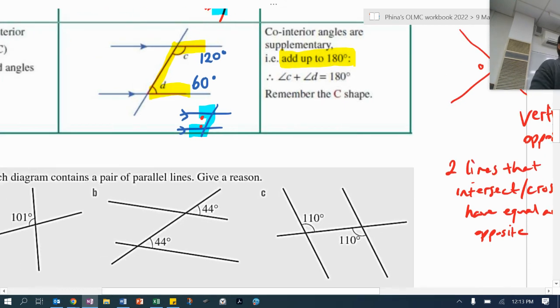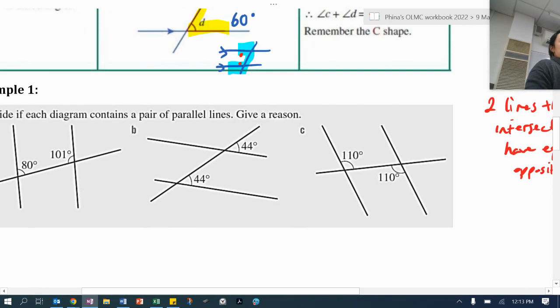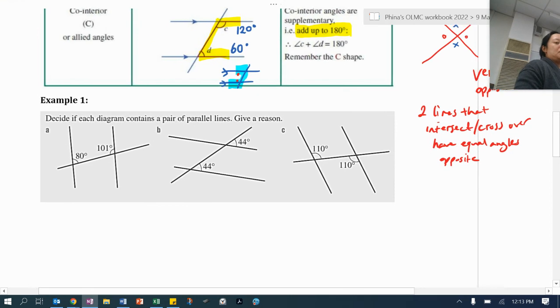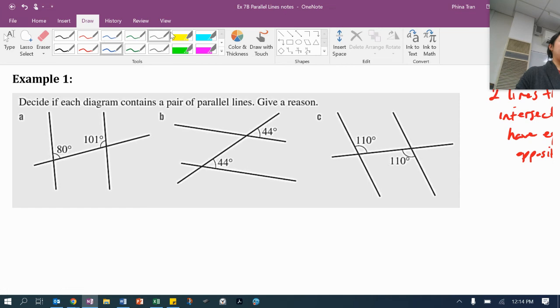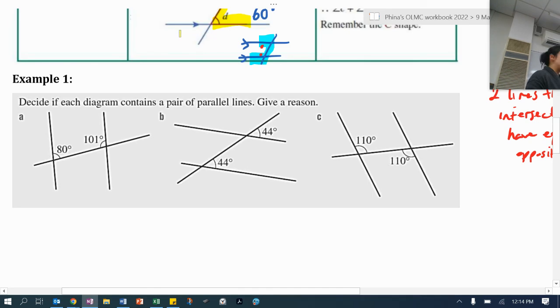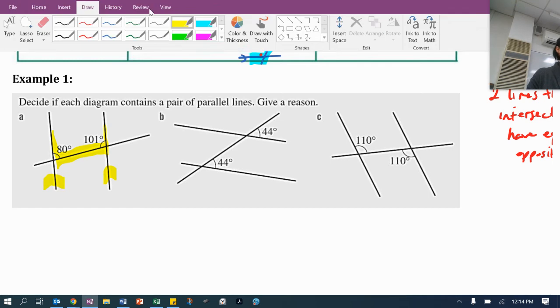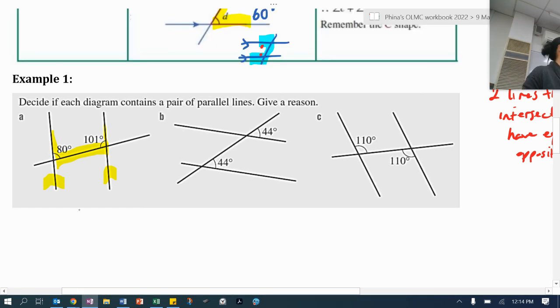Gone through it really fast, but it's when we use them, that's when it's a bit easier to talk about them. Okay, so example A, so example 1 says, decide if each diagram contains a pair of parallel lines and give a reason. So we've got 80 and 101 here. So just based on their position, what rule will we use to test it out? Co-interior, yeah. So we'll use this idea to see if these two are parallel to each other. So the 80 and 101. Now, are they? No. Why not?